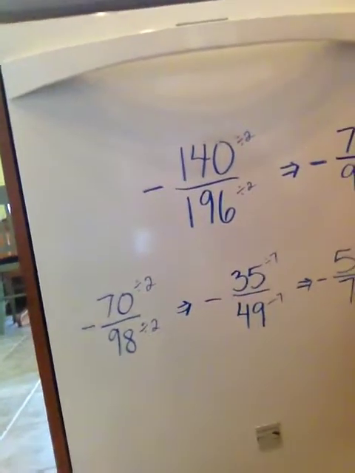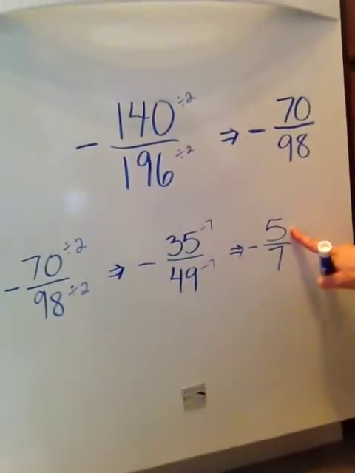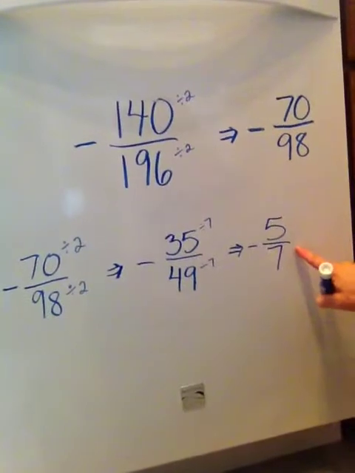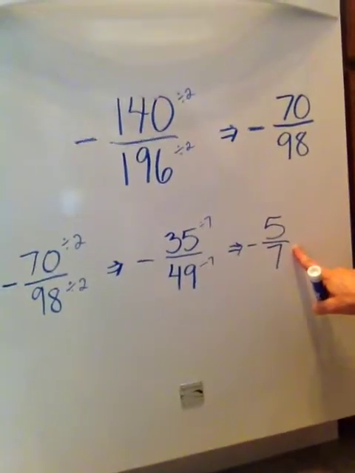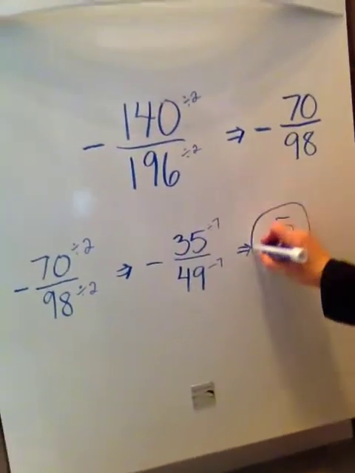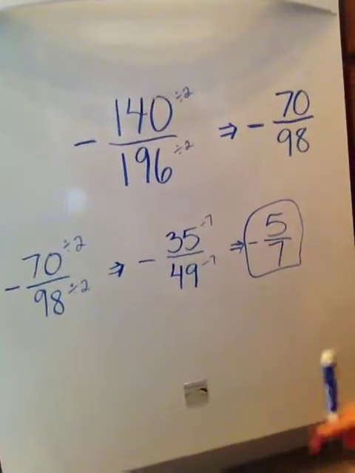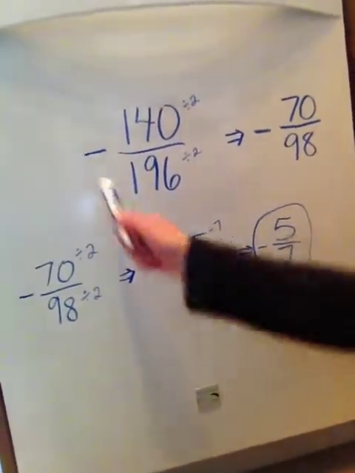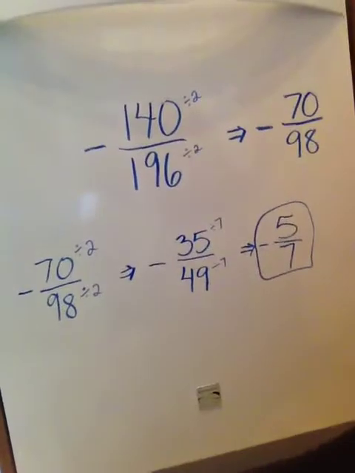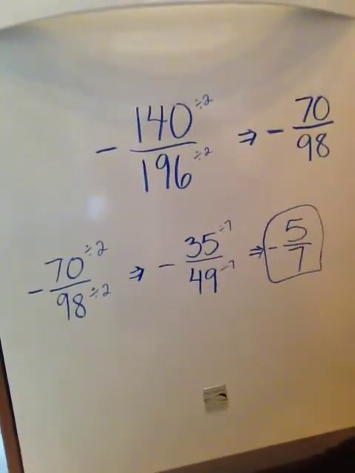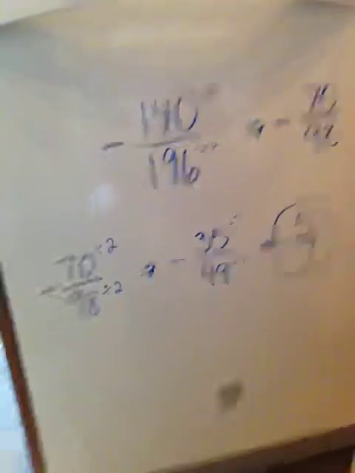Okay, now I look again, reevaluate. Is there anything that will divide into 5 and into 7 evenly? No. So I'm done. So negative 5/7 is my reduced fraction of negative 140 over 196. Okay, so that's reducing fractions.